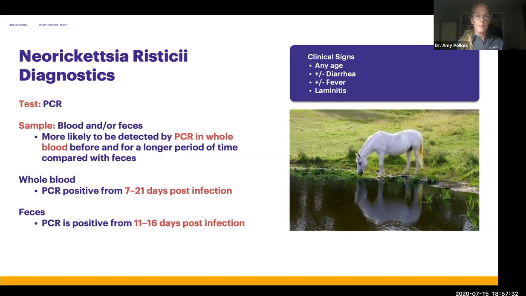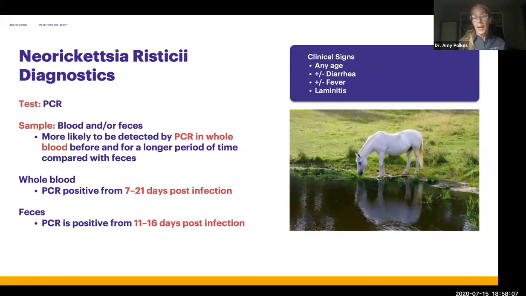And so there are two diagnostic options for Potomac horse fever: PCR or serology. PCR can be done in whole blood or feces, but it is more likely to be detected in whole blood before and for a longer period of time. And you can see down here, just keeping this in mind, that they're PCR positive in whole blood for a longer period of time and a little bit earlier than they are in the feces. But if you don't know where that time period is, it's probably best to just run both.